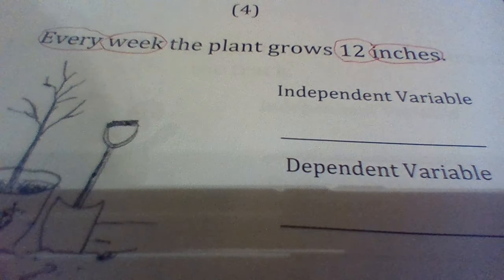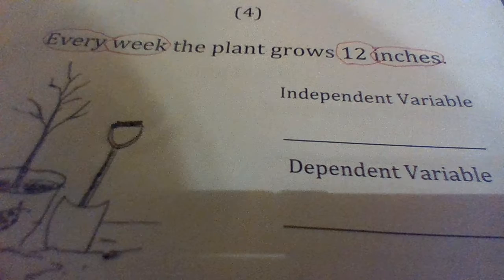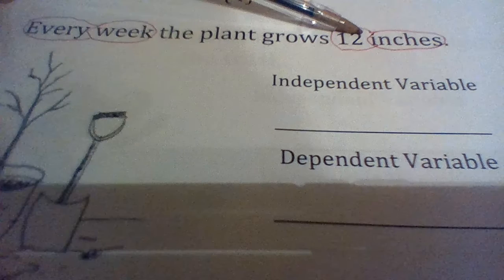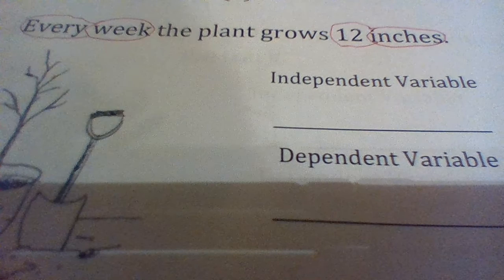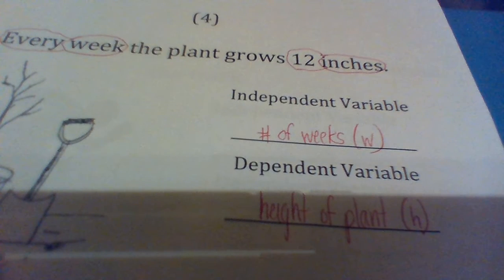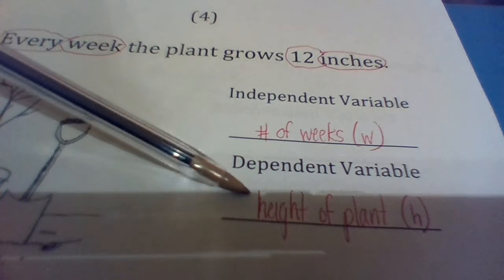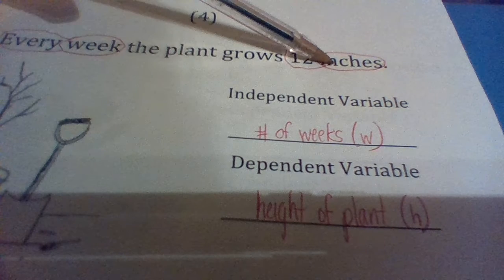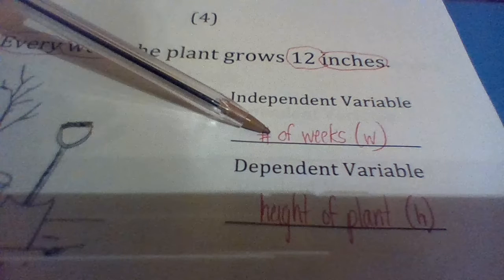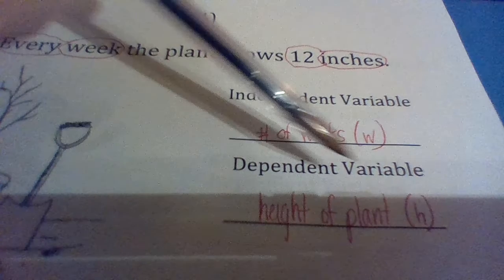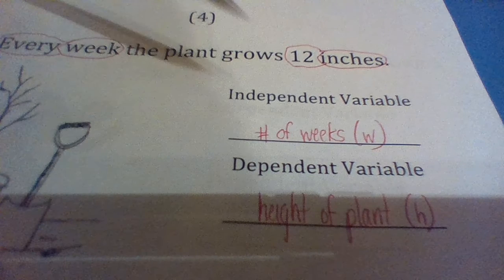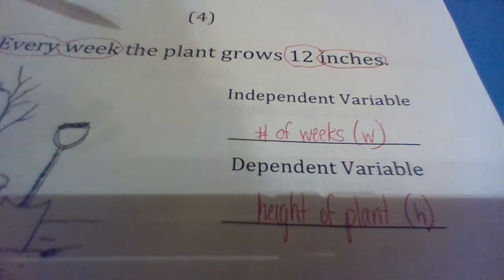So now we have to think about this. Does our number of weeks depend on how many inches the plant grows? Or does how many inches the plant grows depend on how many weeks we have? If you said the height of the plant, which is measured in inches, the height of the plant depends on the number of weeks, you are correct, right? Because every single week that passes, we get 12 inches. When 1 week passes, we have 12 inches. When the next week passes, we have 24 inches.